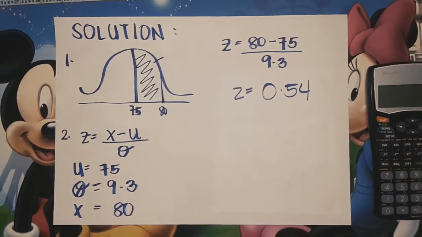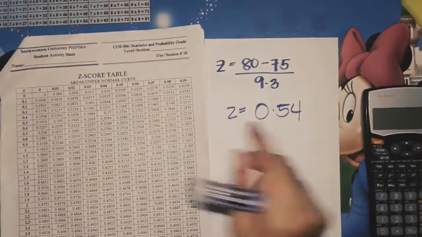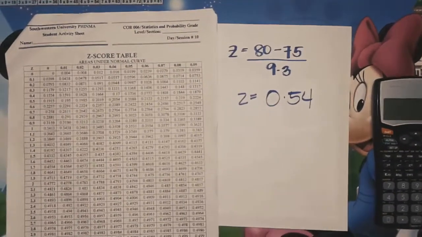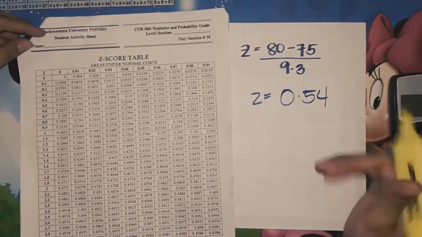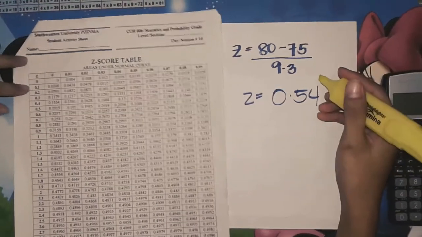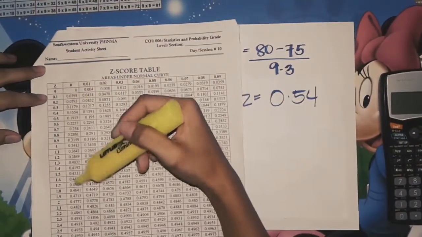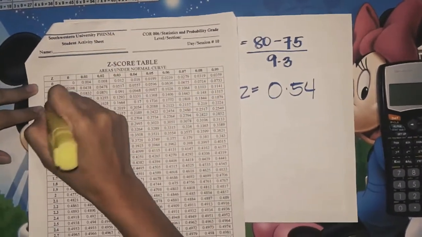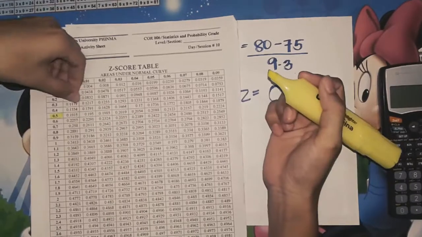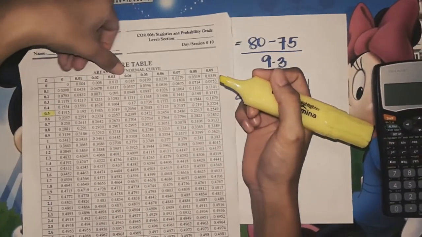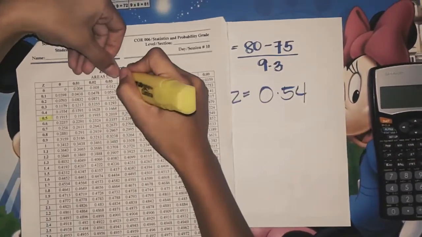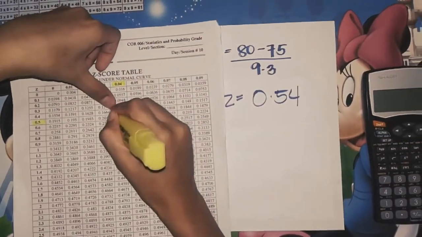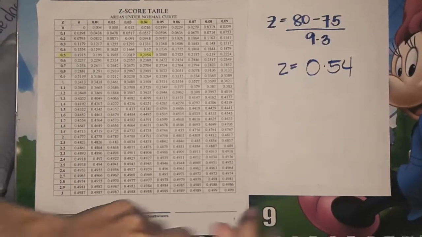Step number 3. Use the z-score table to identify the area under the normal curve. The z-score value is 0.54. The row of the z-score table indicates the whole number and its 10th place, so we have 0.5. This column indicates the hundredths place and we have 0.04. So we have 0.2054.